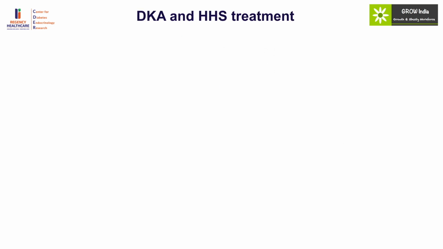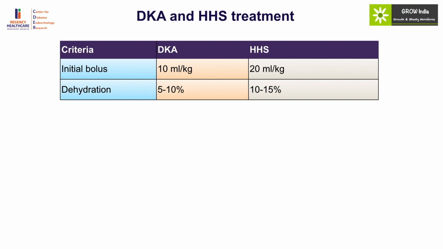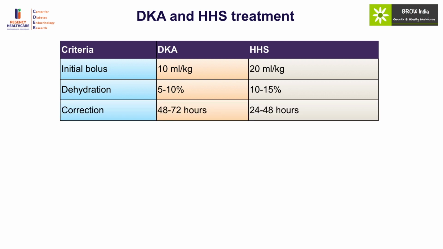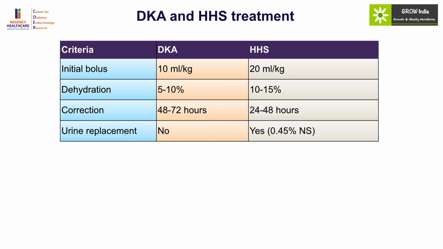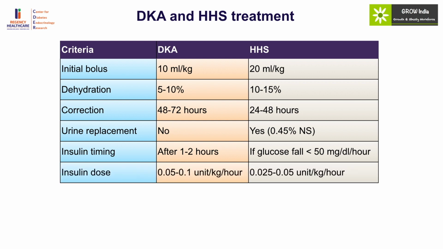So to compare the management of diabetic ketoacidosis and hyperglycemic hyperosmolar state, individuals with DKA require lesser fluid with lesser dehydration correction over a longer period, with no replacement of urine output, which is required in HHS. Insulin is started within 1 to 2 hours in DKA, while in HHS it is only started once the glucose fall is less than 50 mg per dl per hour, and the dose is lower for hyperglycemic hyperosmolar state.